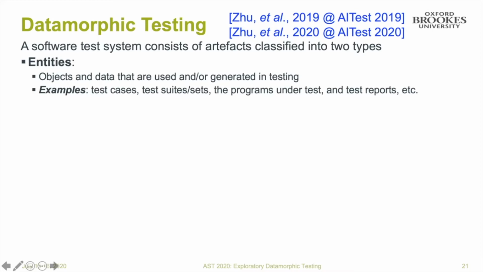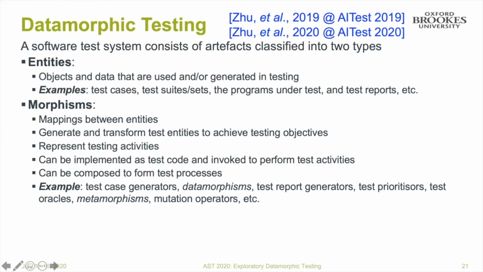The second type of test artifacts is so-called test morphisms. They are mappings between entities, mathematically speaking. They generate and transform test entities to achieve testing objectives. They can be implemented as test code and invoked to perform test activities. They can be composed together to form test processes. Typical examples of test morphisms include test case generators, data morphisms, test oracles, mutation operators, etc.